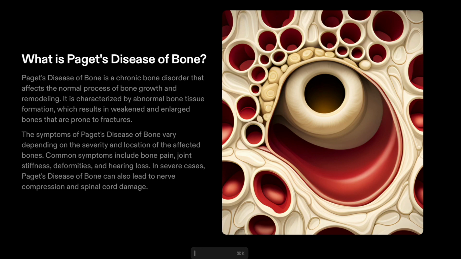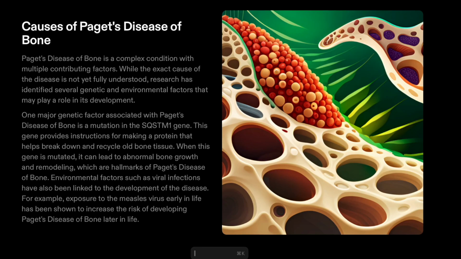Causes of Paget's disease of bone. Paget's disease of bone is a complex condition with multiple contributing factors. While the exact cause of the disease is not yet fully understood, research has identified several genetic and environmental factors that may play a role in its development. One major genetic factor associated with Paget's disease of bone is a mutation in the SQSTM1 gene. This gene provides instructions for making a protein that helps break down and recycle old bone tissue.